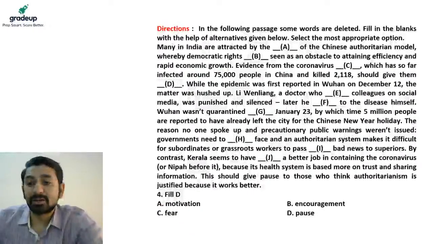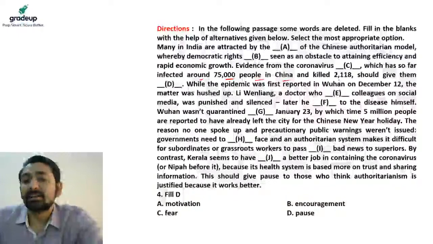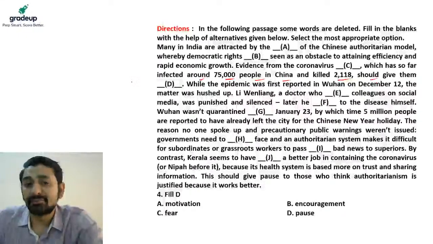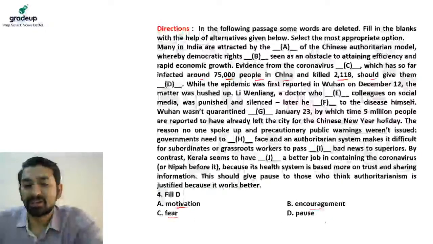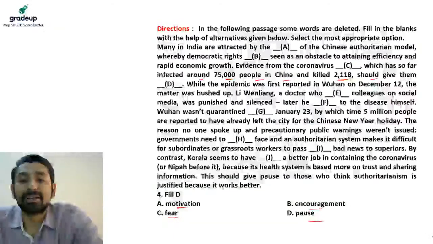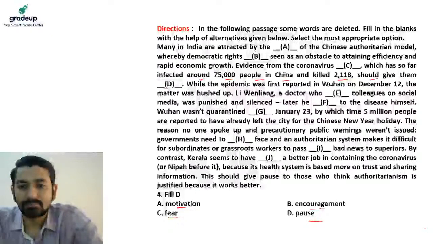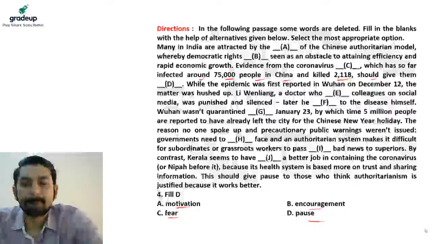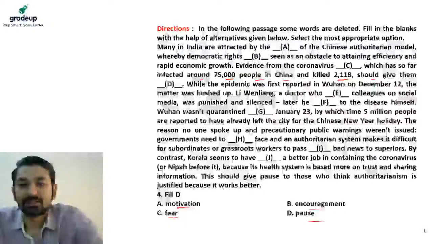Okay, now further let's move on. It says coronavirus pandemic, which has so far infected around 75,000 people in India and killed 2,118 people, should give them dash: should give them motivation, should give them encouragement, should give them fear, should give them pause. What exactly do you think should appear in this particular blank? C, should give them fear.